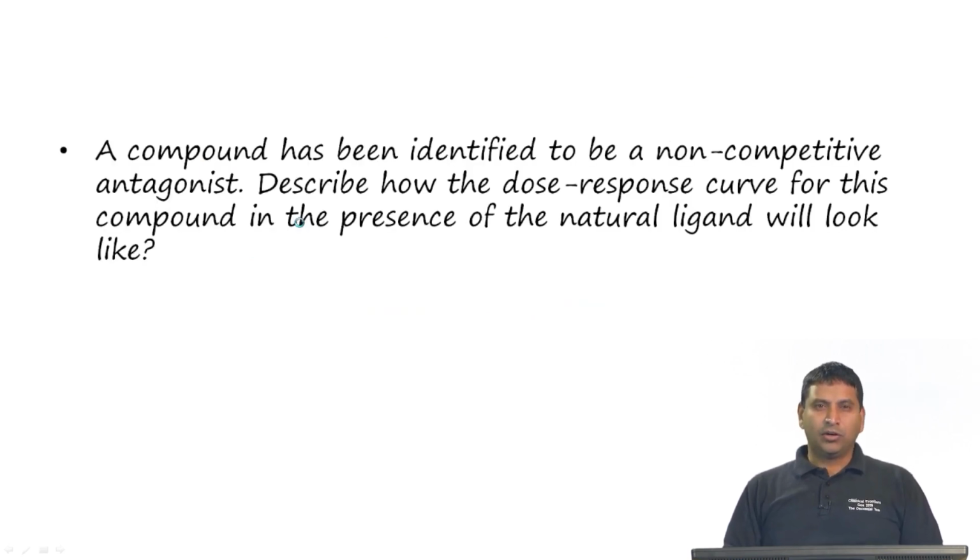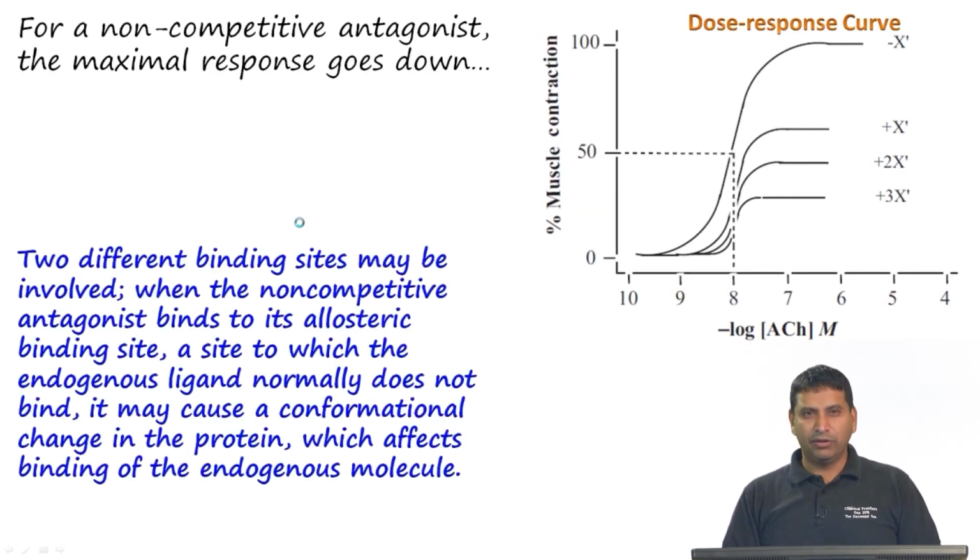The next question is, a compound has been identified to be a non-competitive antagonist. Describe how the dose response curve for this compound in the presence of the natural ligand will look like. Again, we have looked at this in class. For a competitive antagonist, you will find that at very high concentrations of the natural ligand, there would be 100% activity.